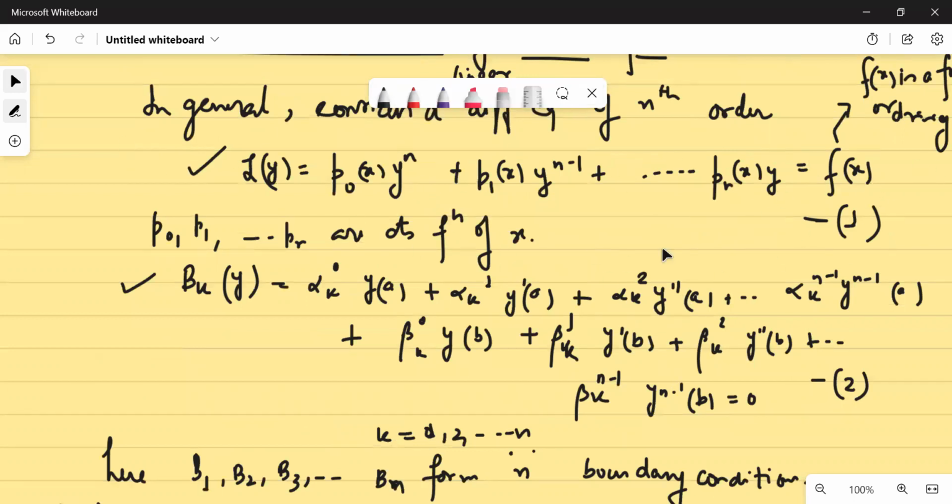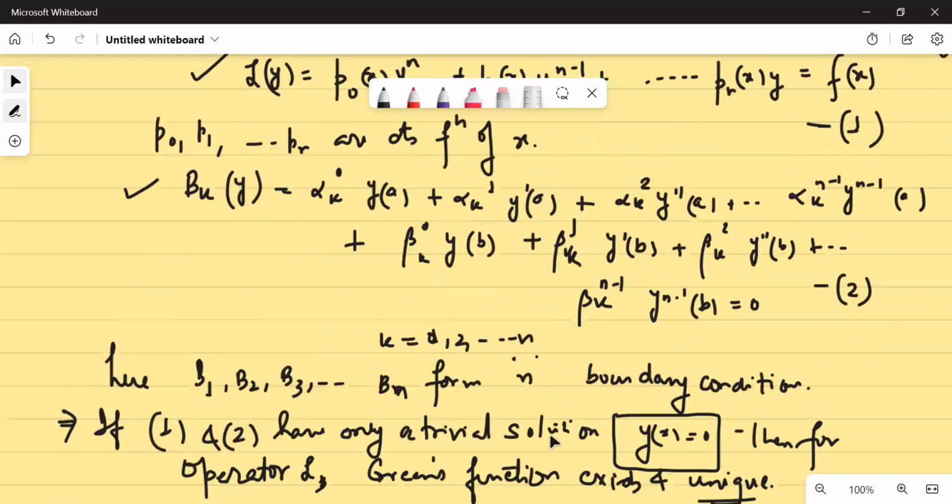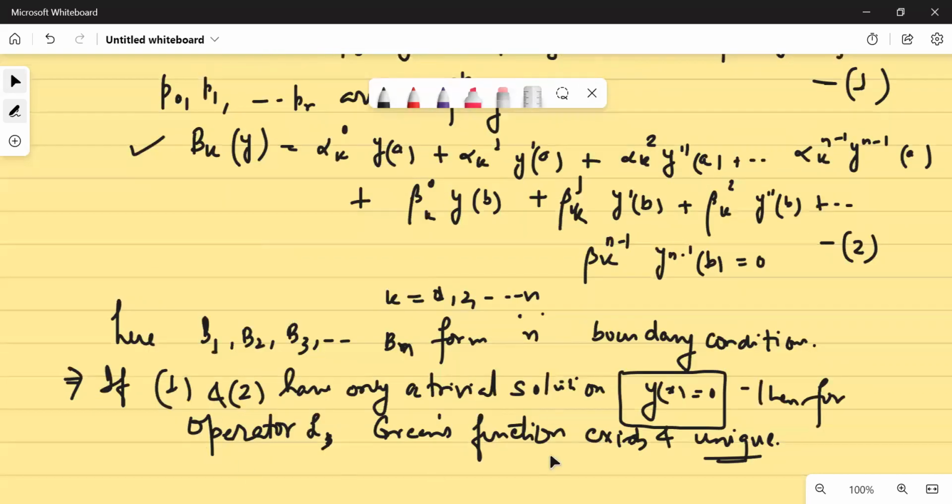If it is given by Ly = f(x), and given these boundary conditions, if these two equations are simultaneously satisfied, and it has only one solution, that is y(x) = 0, then for operator L, the Green's function exists and is unique.